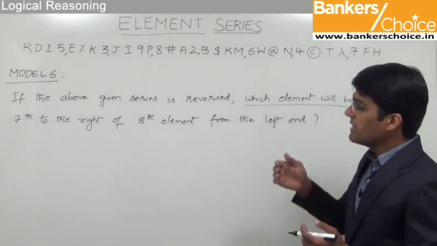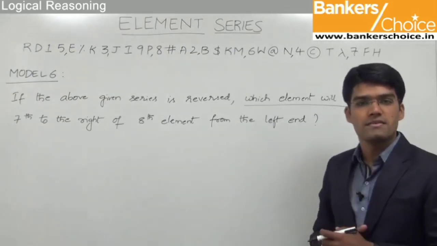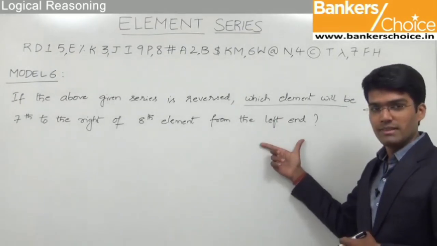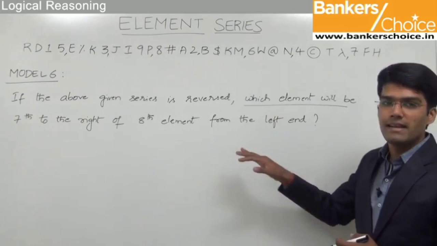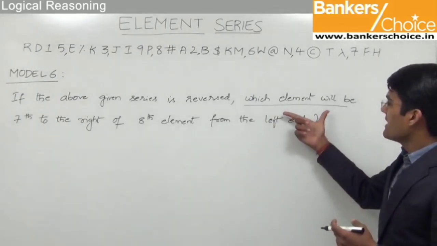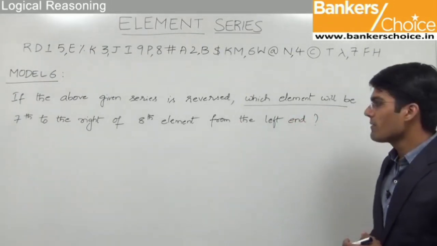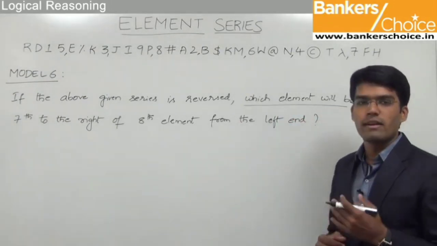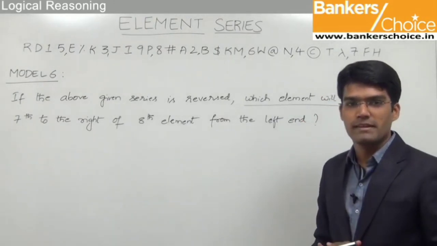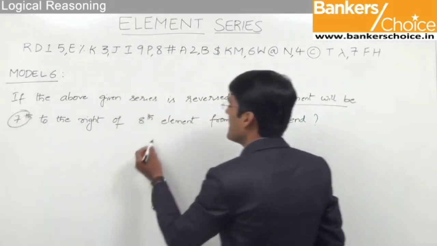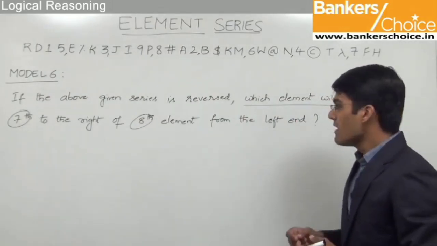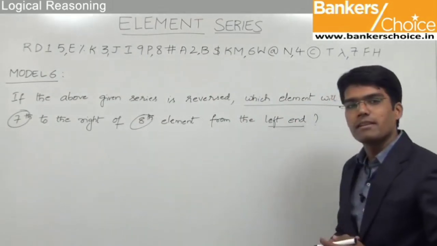To answer this question, we need not form a new series by reversing the given original series. Instead of that, we can answer the question simply by finding out the correct position and then taking it from the other end as the series has been reversed. Let's see how to work on this. The question here is, which element will be 7th to the right of 8th element from the left end? As we have already discussed in model 4, whenever there is a right and left combination, the two positions have to be added. The given two positions are 7 and 8. So 7 plus 8 would be 15, the 15th element from the left end, as left end is specified in the question.